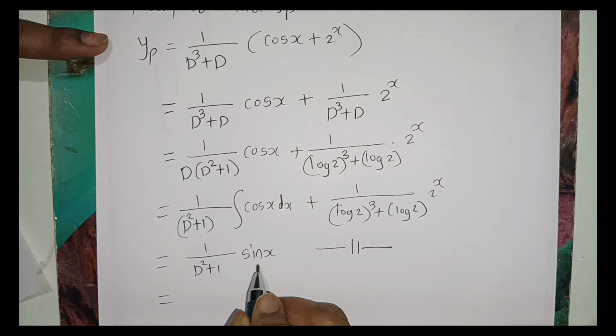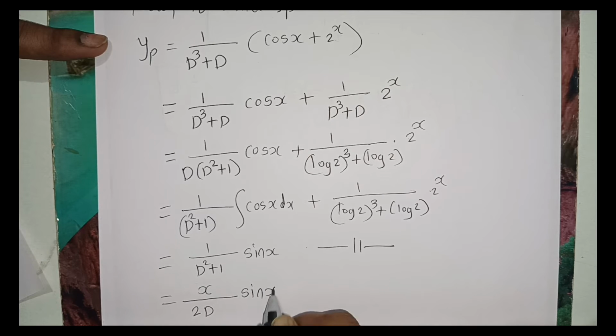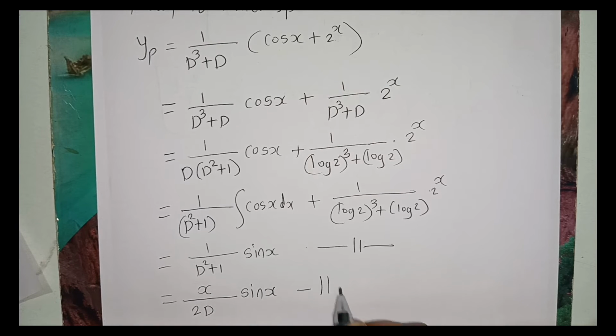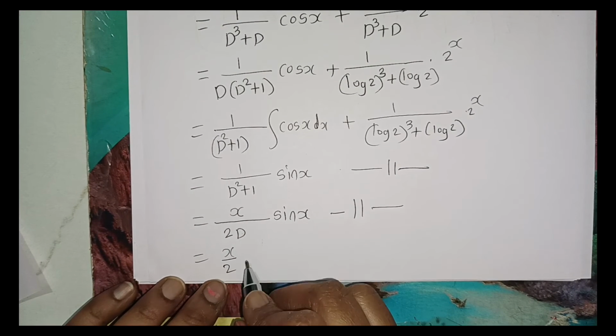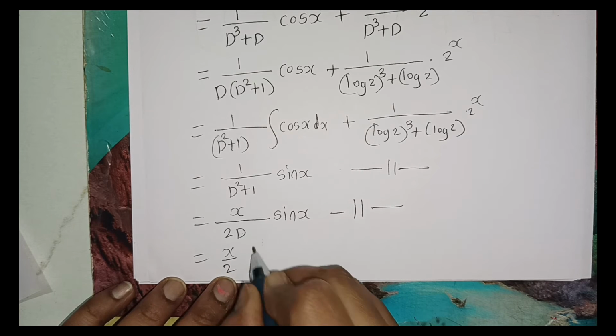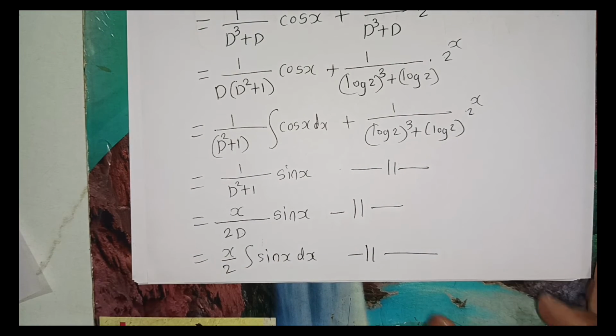Again you have sin ax plus b, so replace D square by minus a square, here replace D square by minus 1. So you will have denominator 0 after replacing D square by minus 1, because minus 1 plus 1 is 0. So this is a case of failure. In case of failure you have to take x in the numerator and take the derivative of the denominator. It is 2D sin x. Again 1 upon D is simple integration, so 1 upon D sin x is the integration of sin x dx. The second half of the solution will be as it is.